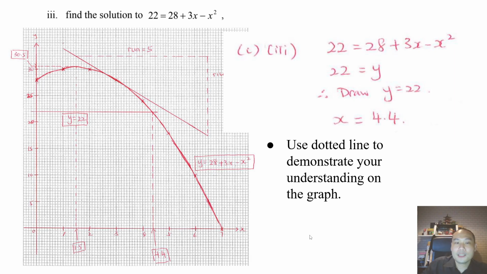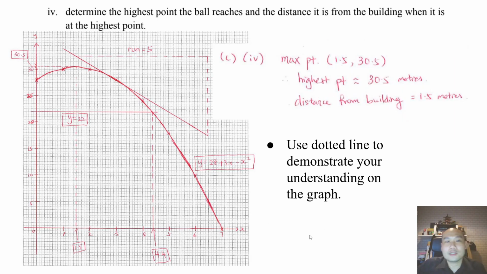Okay. And for part 4, they ask us to determine the highest point. So the highest point is right here, in between x equals to 1 and x equals to 2. So it actually happens when x equals to 1.5. Now, if you do it algebraically and calculate, you actually get something like 30.25 if I'm not wrong. So if you substitute 1.5 into the original function.